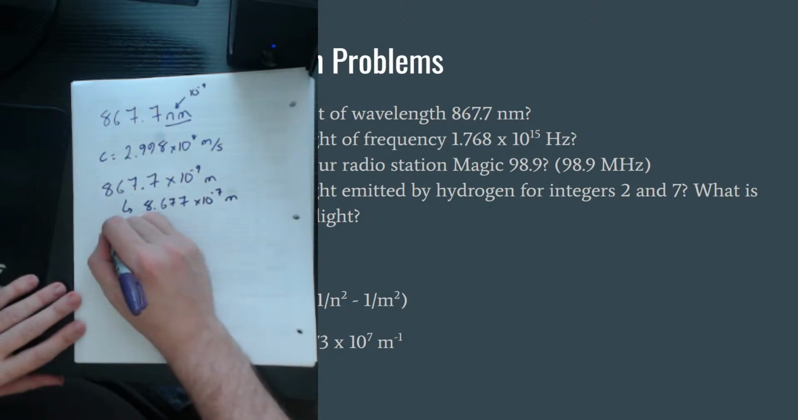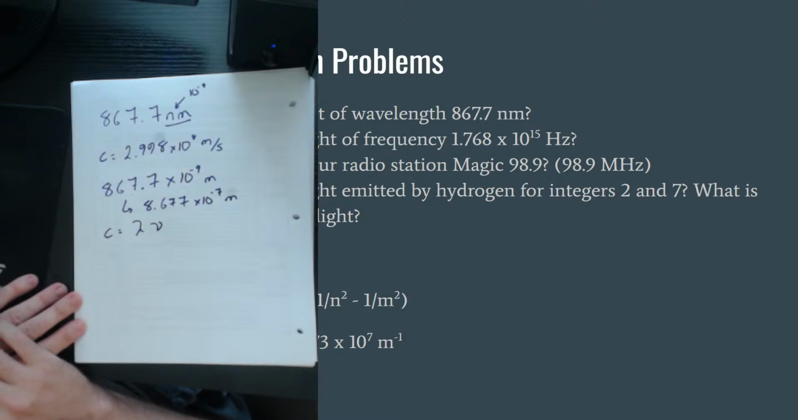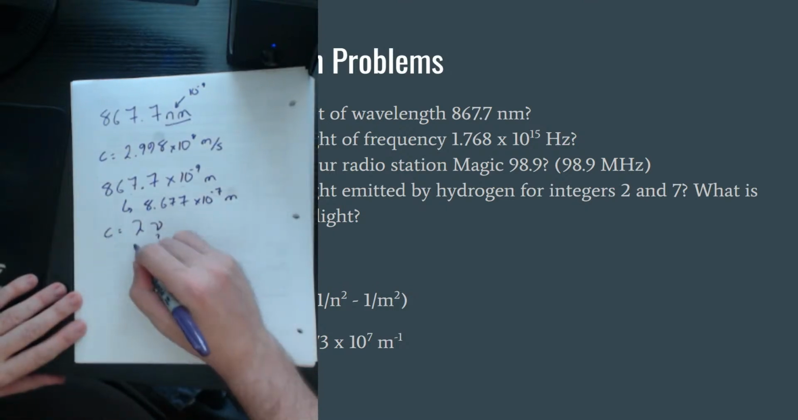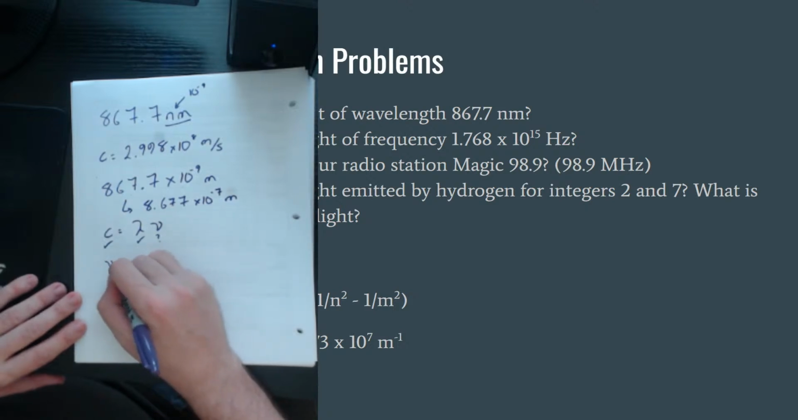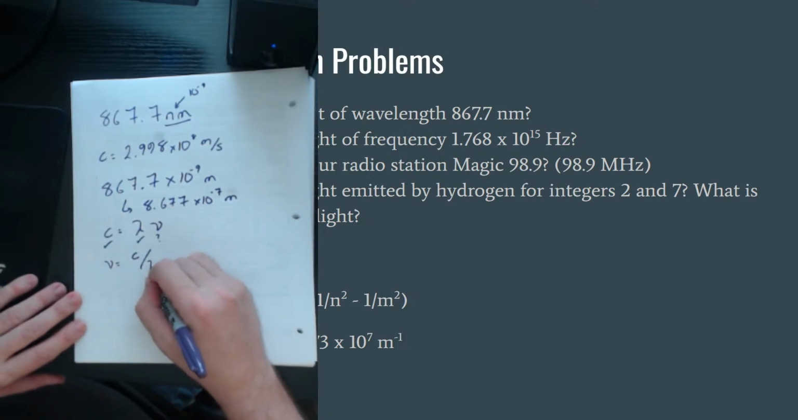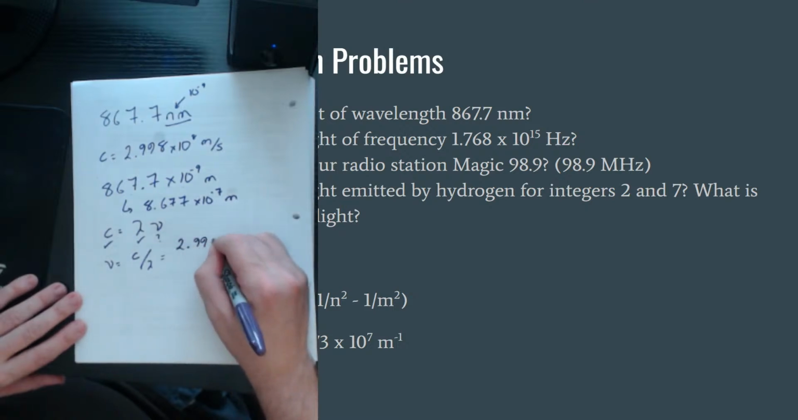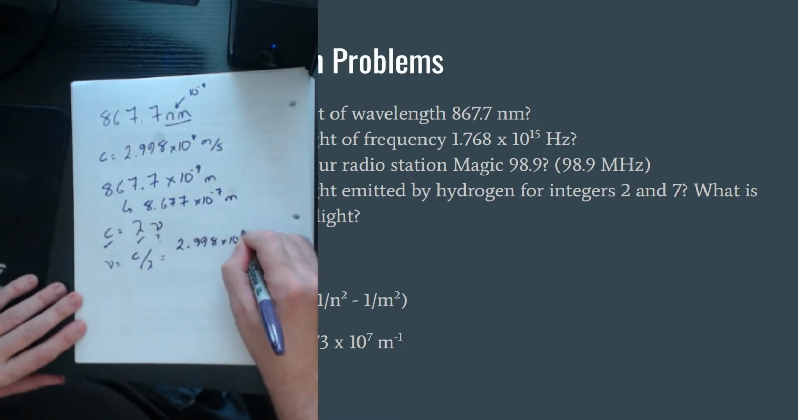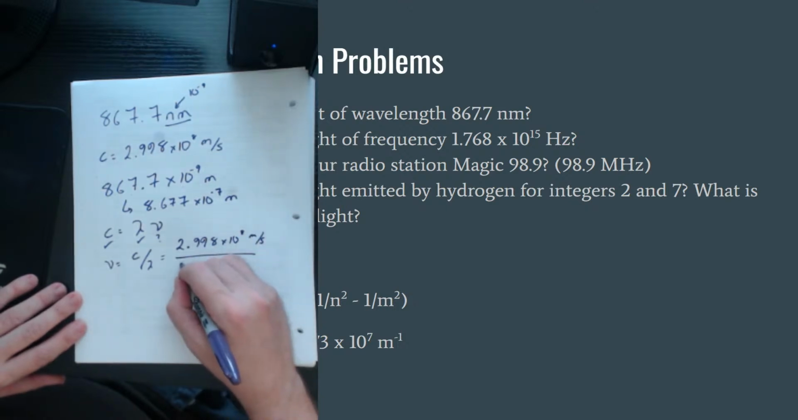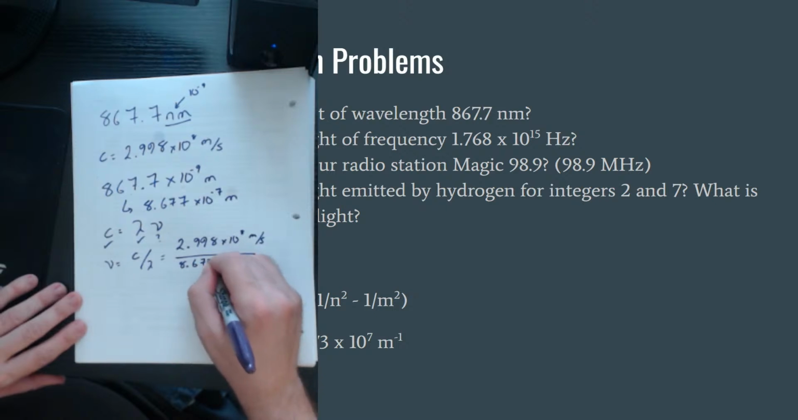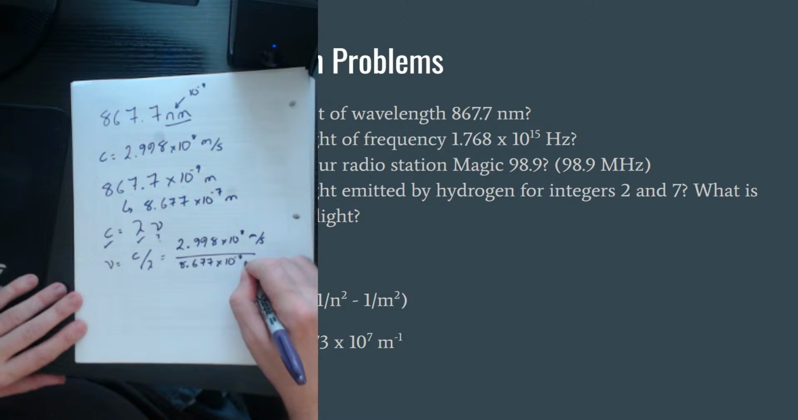All right, so C equals lambda nu. Nu is what we're solving for. We have our wavelength and we have the speed of light. So nu is equal to C divided by lambda, which is 2.998 times 10 to the 8th meters per second divided by 8.677 times 10 to the negative 7th meters.